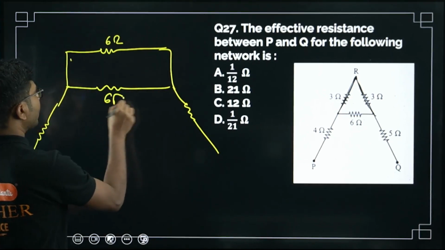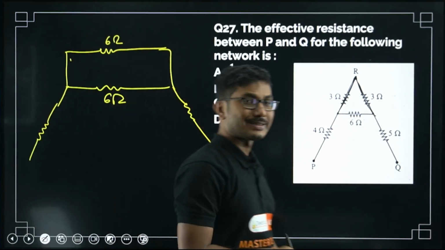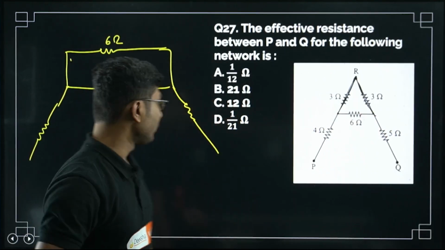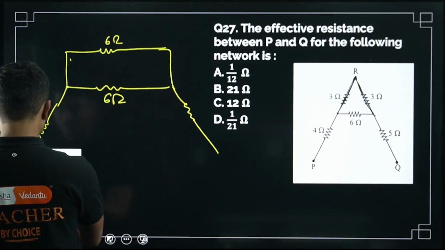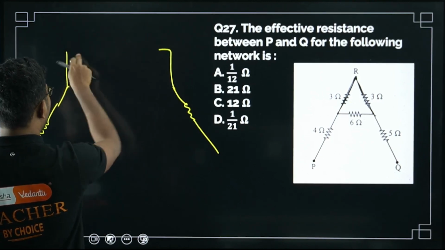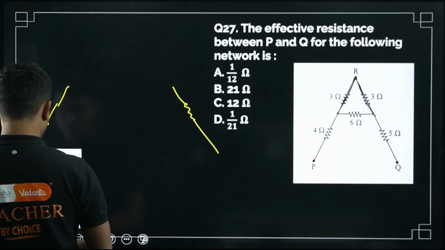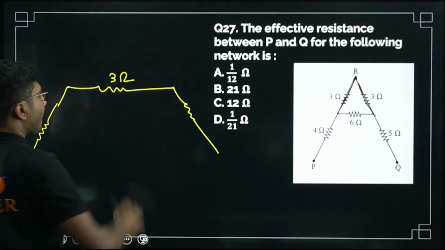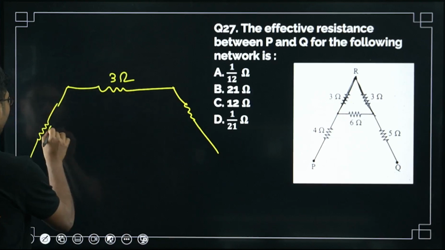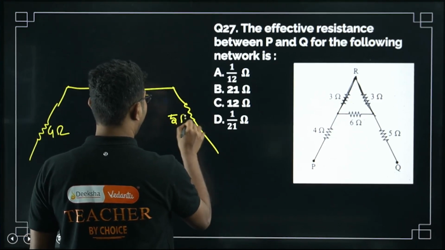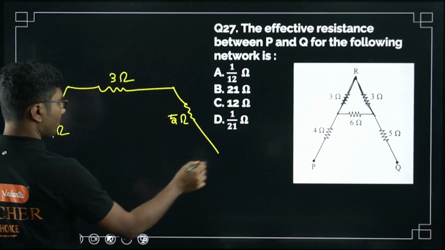Now when two equal resistances are connected in parallel, what is the equivalent resistance? When two equal resistors are connected in parallel, their equivalent resistance is half of any one of them. So both are 6, so half will be 3 ohm. Now what is this? This is 4 ohm and this is 5 ohm. This is P, this is Q.